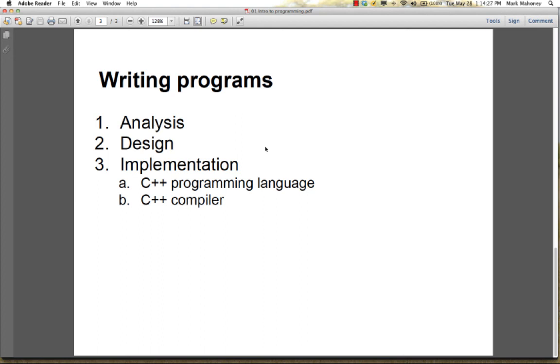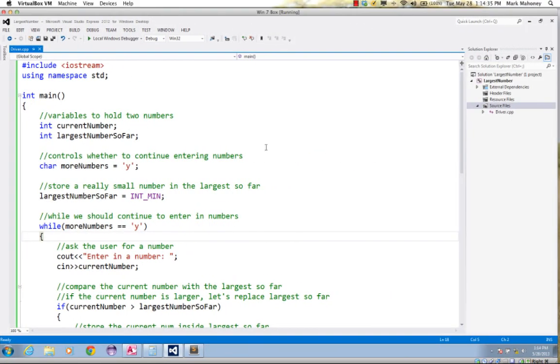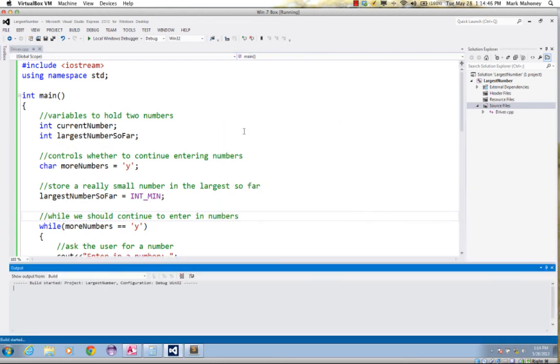Okay, so I'm going to finish this lecture by taking just a very quick look at the program that will find the largest of a series of numbers. I'm not going to spend a lot of time on this. We'll talk about the exact syntax of what's going on here in a second. But let me start by running the program.